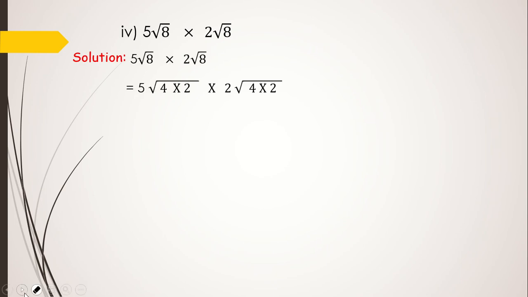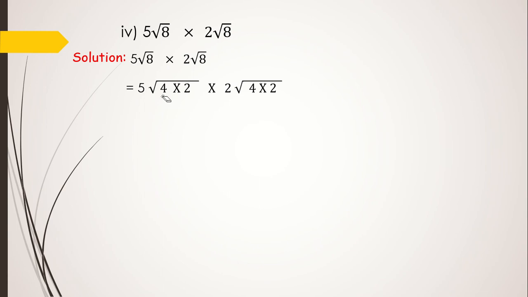Okay. Now look at this. 5 2s are 10 and root 8 into root 8 is going to be 8 actually, right? Because 8 8s are 64 and root 64 is going to be 8. So there is going to be no radical sign in the answer actually. Okay. So this is one way of doing it. This is in fact a longer way of doing it.